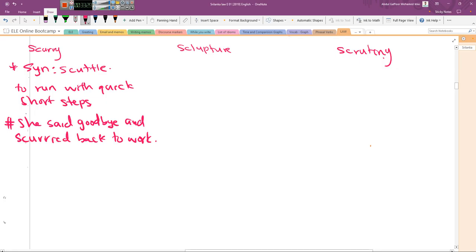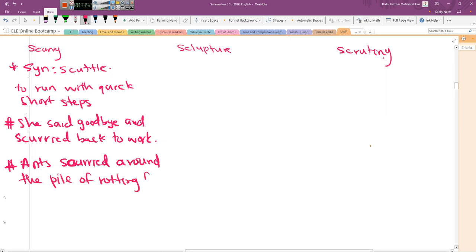Ants scurried around the pile of rotting food. Ants scurried around the pile of rotting food, right? So now these are the 2 sentences that have been given for scurry.